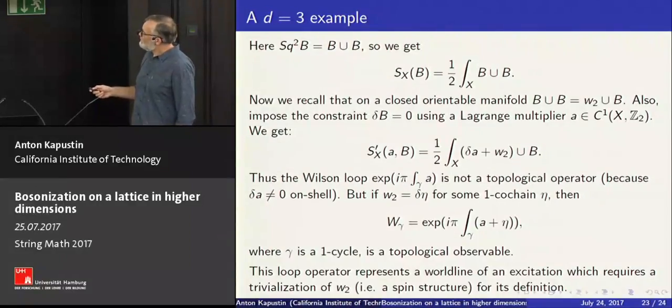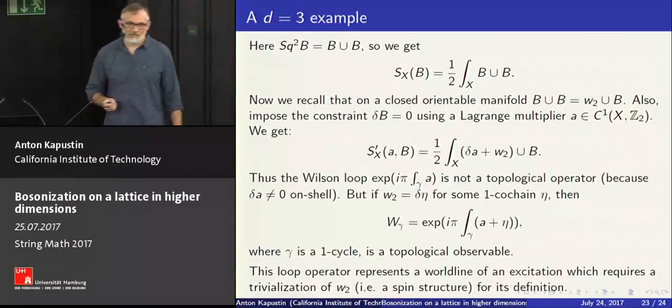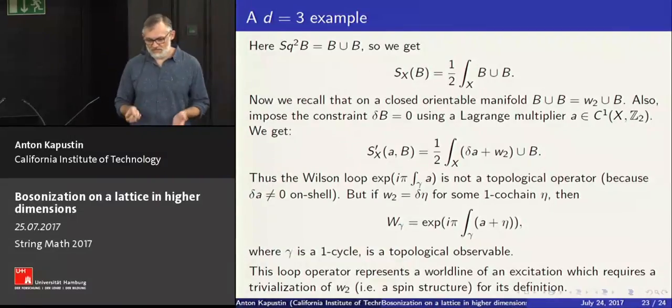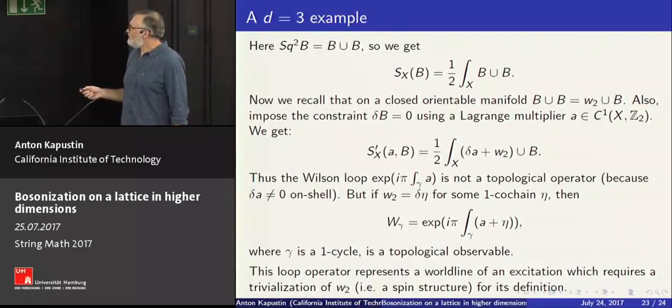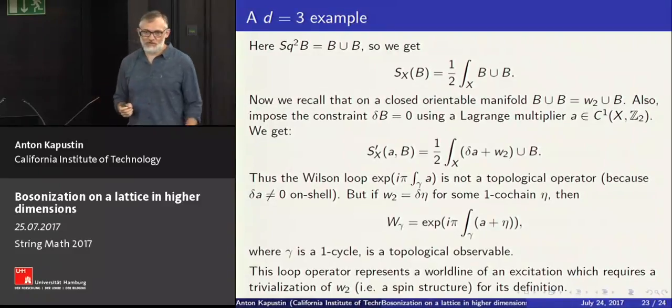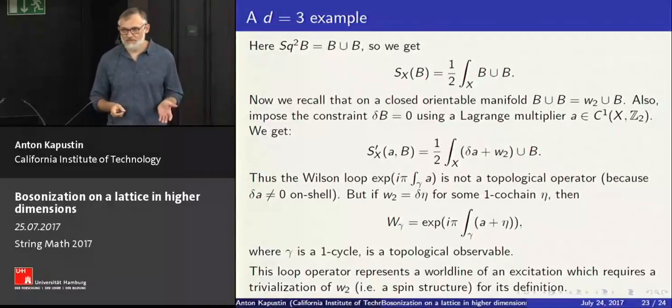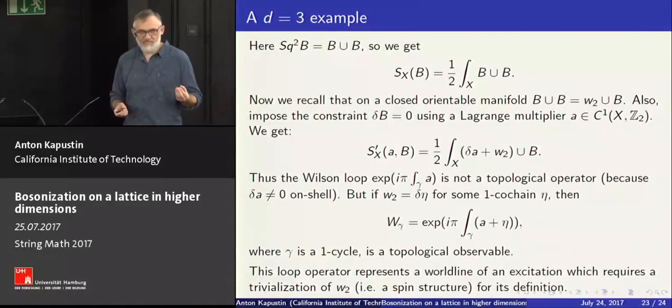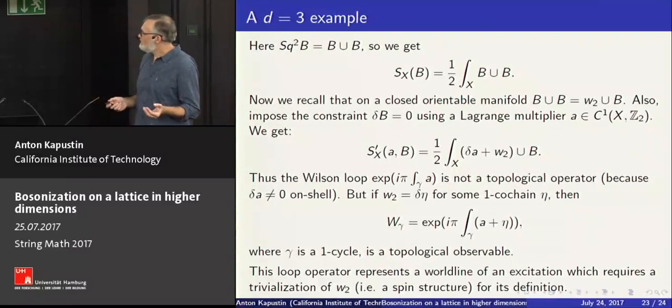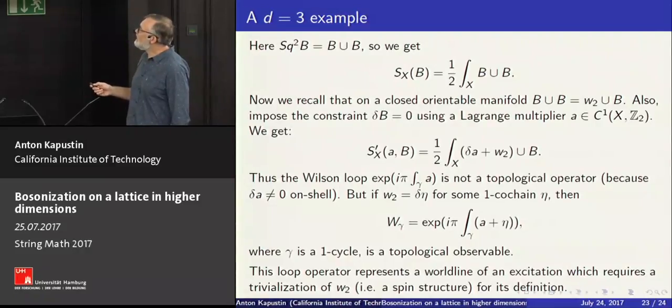However, if you trivialize your second Stiefel-Whitney class, where there's some cochain with values in Z mod 2, then this combination is a topological observable, because this combination is closed. So we can define Wilson loops based on the gauge field a, which is a Z2 gauge field, but they require first to trivialize w2. So they require a spin structure, in other words, which means that your electric excitation, which couples to the gauge field, is an emergent fermion. So that's why we expect this theory with a simple action to lead to emergent fermions.